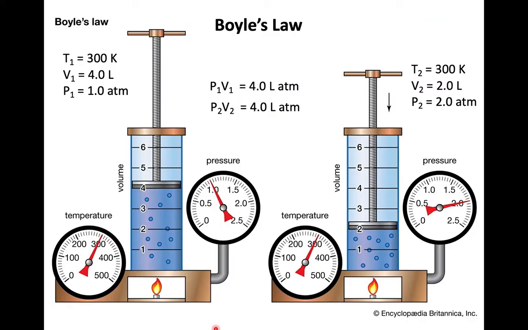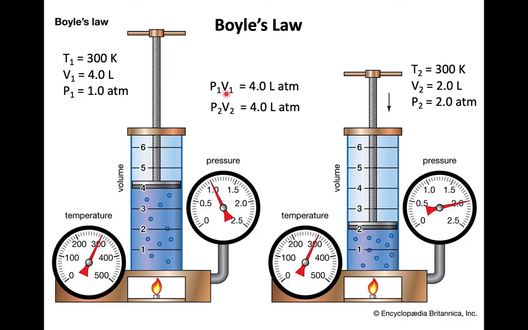This is a nice setup just to look at Boyle's law at 2 different points. You'll notice that the temperature is the same before and after. The volume, however, we twist this handle and we take the volume of the gas down from 4 liters to 2 liters. So the volume decreased by half, and it went from 4 to 2, and the pressure went from 1 to 2. And so this is a 1-point proof of Boyle's law.